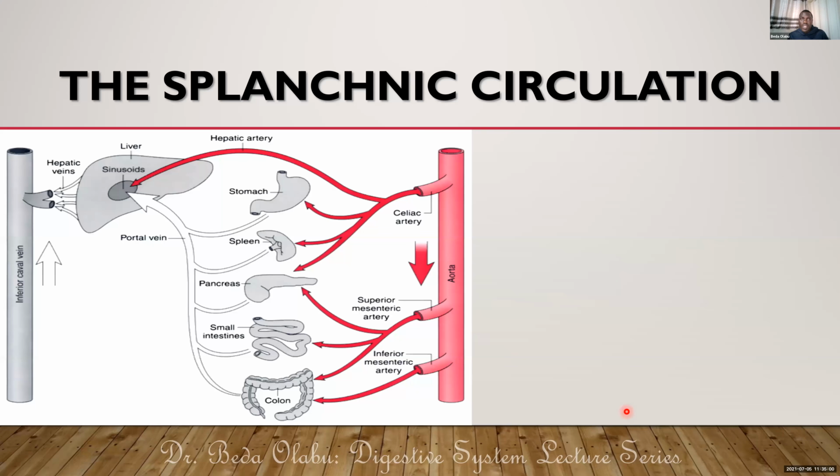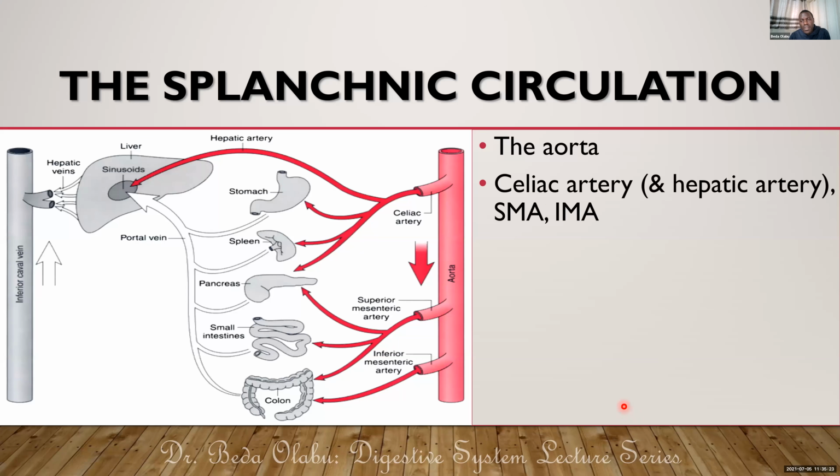Now I'm done with the organs. Let's talk about the splanchnic circulation. The splanchnic circulation refers to the blood flow through the digestive system. So this is the model. We have what we call the aorta.